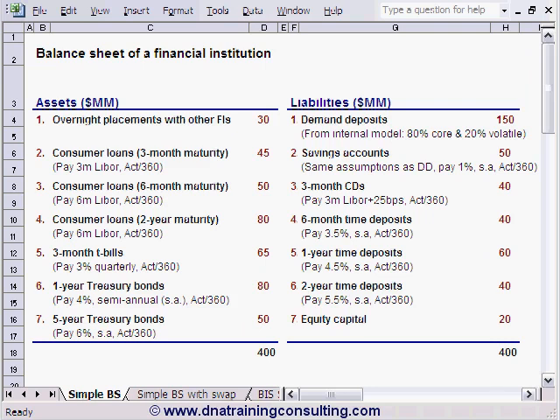We now illustrate the above concepts on this worksheet Simple BS, which is based on a simplified FI balance sheet. Here the FI has assets and liabilities with tenors ranging from overnight to 5 years. Each item has a simple description underneath it that specifies its tenor and the characteristics of the coupon or interest rate attaching to it. For simplicity, we suppose that all interest rate instruments follow the actual/360 day count convention.